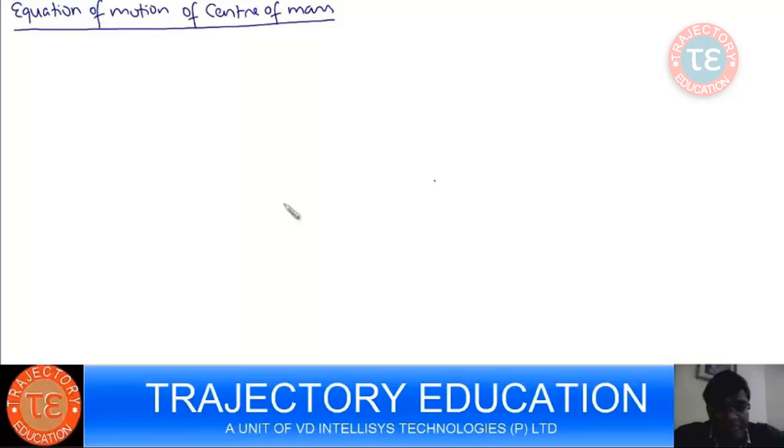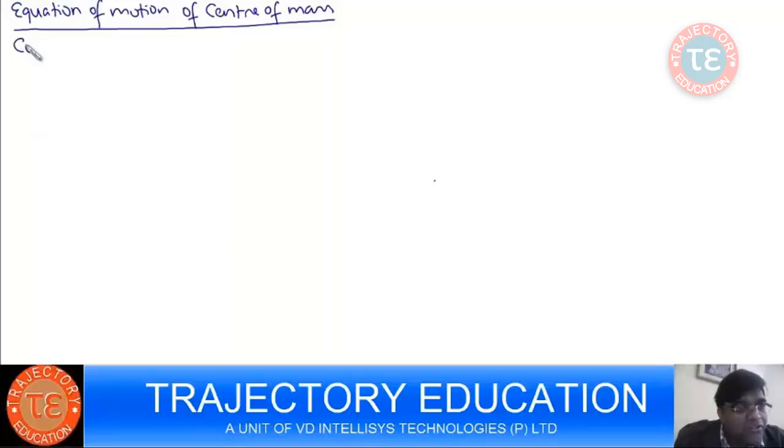Now we have to study the equation of motion of the center of mass. What is the equation which governs the motion of center of mass? Last lecture we saw that it's enough to just study the motion of center of mass if I want to study the overall motion of the system as a whole, right? So let's try to see the equation of motion of the center of mass.